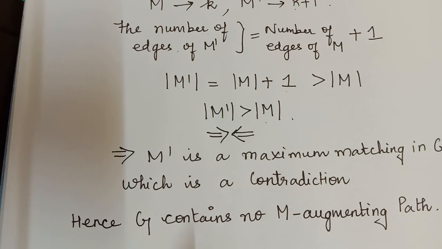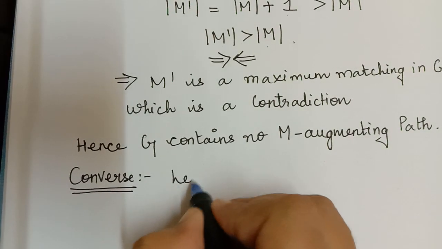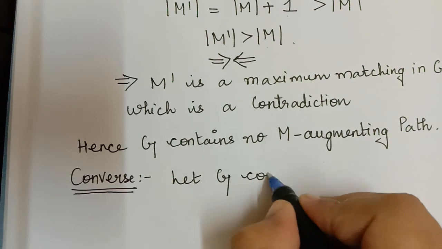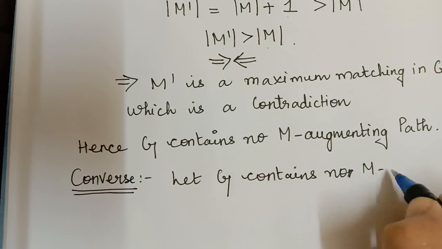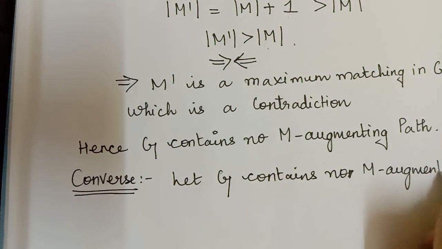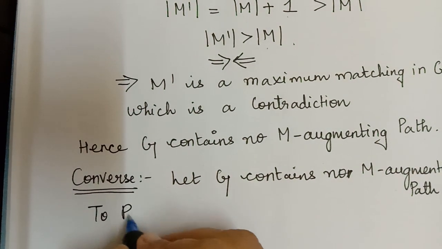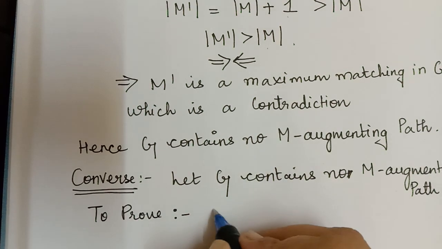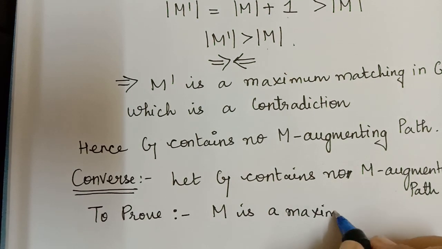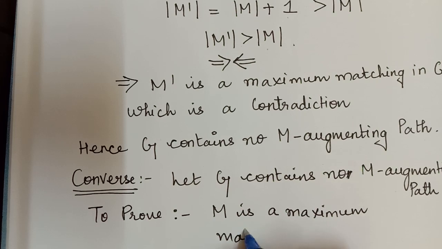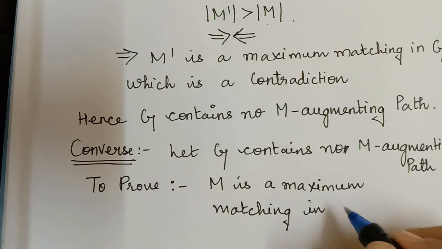We shall now prove the converse of this theorem proof. To prove the converse, let us first assume that G contains no M augmenting path. So we have to now prove that. So what we have to prove? We have to prove that M is a maximum matching in G. So this is what we have to prove.